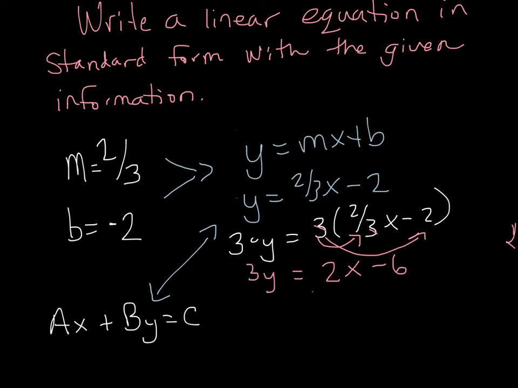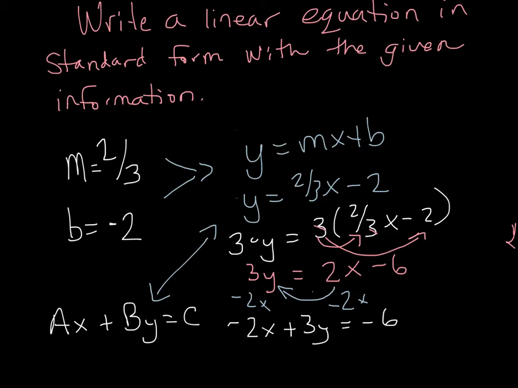So from this point, it's not difficult to see what we have left to do. All we need to do is make sure that we get this x term over on the left-hand side here. So we're going to subtract 2x from both sides. And so our final equation is just going to be -2x plus 3y equals -6.